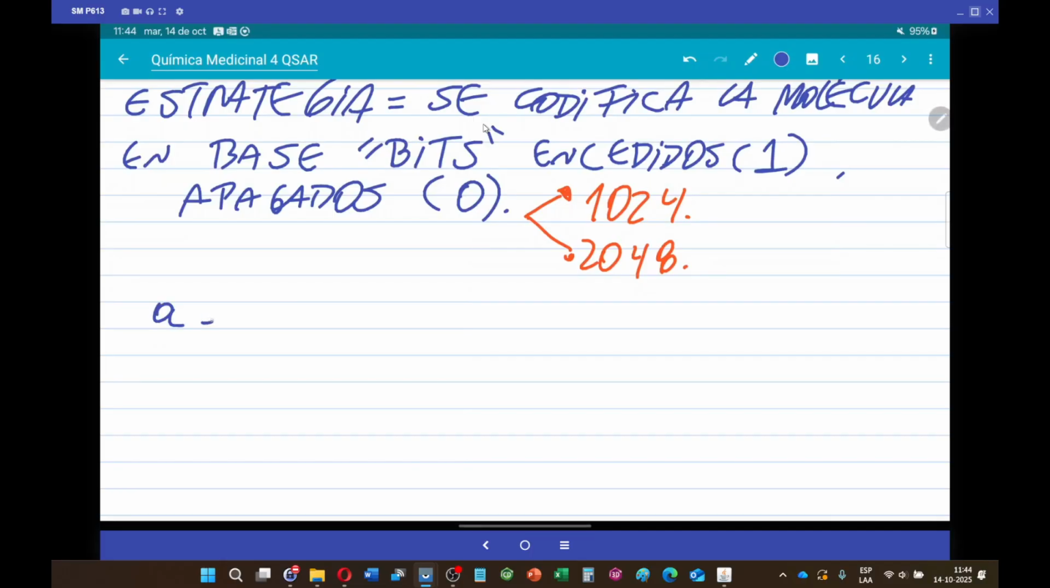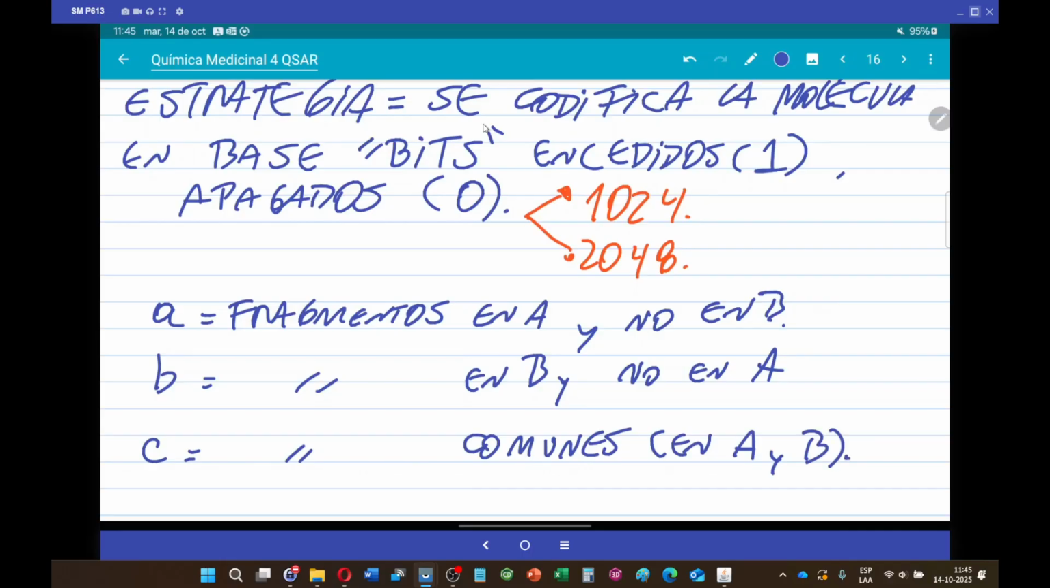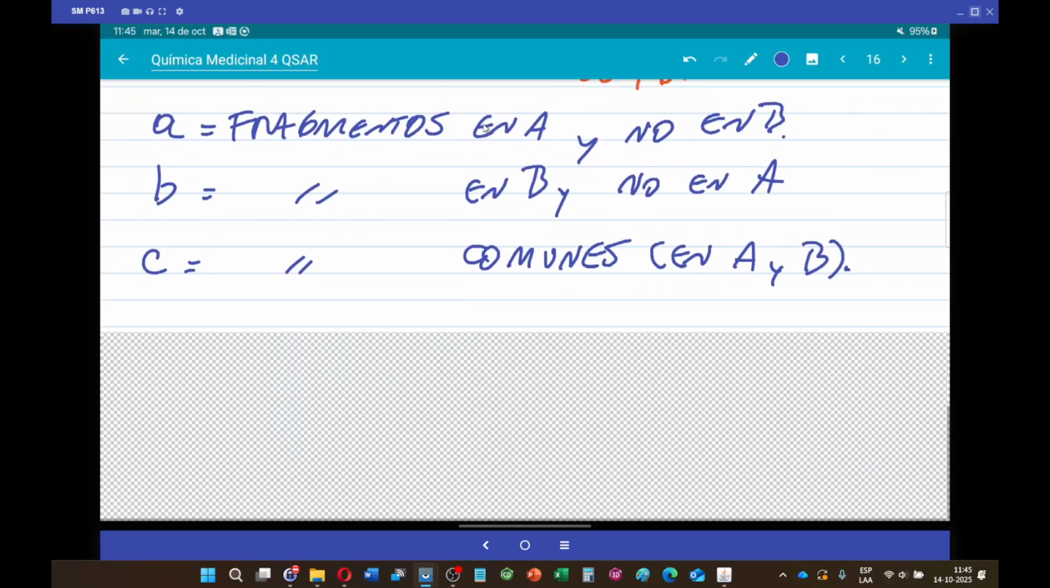We are going to say that A are the fragments of A itself. B means the fragments in B and not in A, and C are the common fragments, that is, in both A and B. It seems a bit like set theory: things that are in one but not in another, and finally things of intersection. Then you will see how a molecule is converted into a binary code of 1s and 0s.